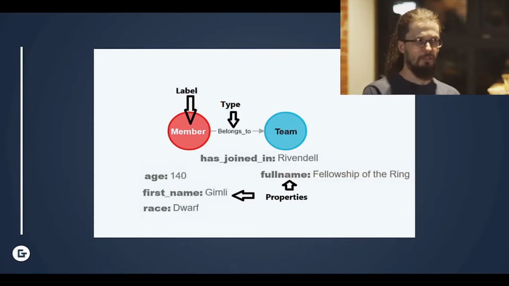So another thing to remember is that we can have a node which is alone, but we cannot have a relation which is alone. A relation has to connect two nodes. Okay, so a relation cannot exist without the nodes which it connects.